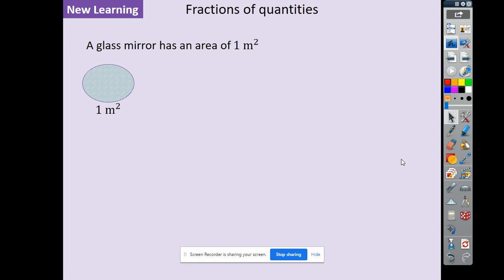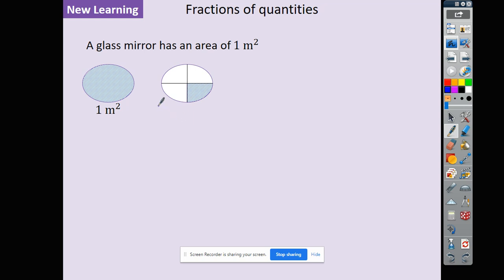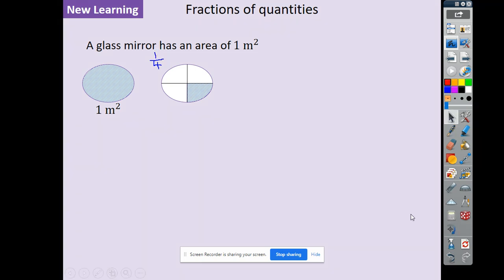So another way that we might have a look at units of measure is with this example here. If I'm saying to you that this glass mirror has an area of 1 meter squared, then how much is shaded in this picture here? So the first thing you should have spotted is that I've split this into 4 equal parts. So if it was split into 4 equal parts, how many were shaded? 1 of them. So we would say that that is 1/4 of a meter squared.